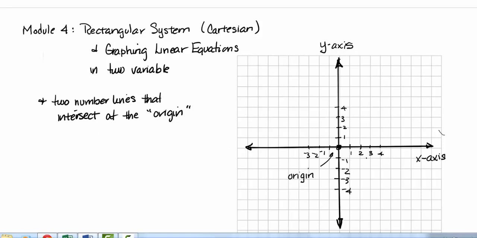And what we're doing is we're dividing basically a plane into 4 different quadrants. So if you notice, there's 4 sections to this grid now. So we're going to call this quadrant 1. This is quadrant 2. We're just going counterclockwise. Quadrant 3. And quadrant 4.